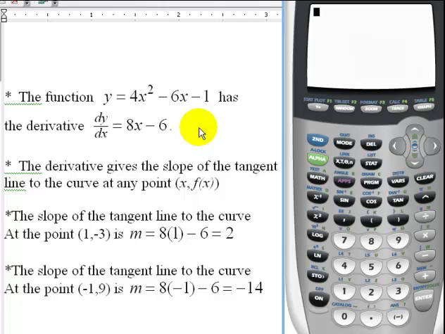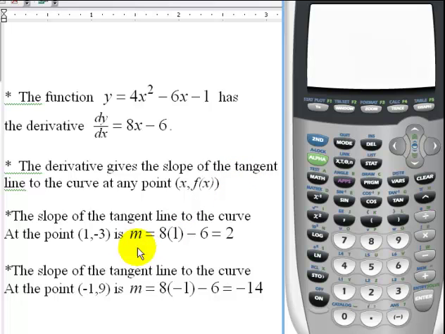For this particular example, the curve y equals 4x squared minus 6x minus 1 will have a slope of a tangent for any point on the curve given by the equation, which is the derivative, y prime equals 8x minus 6. And that's the statement I'm really trying to make here. The derivative gives us the slope of the tangent to the curve at any point.